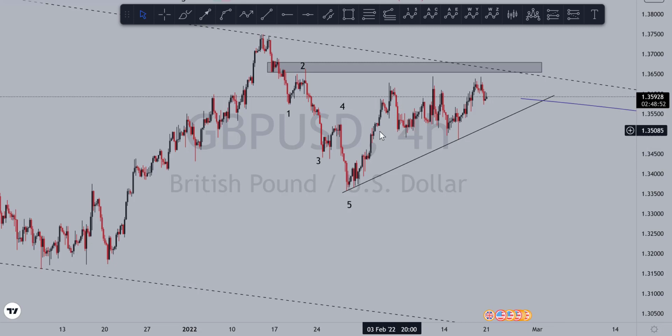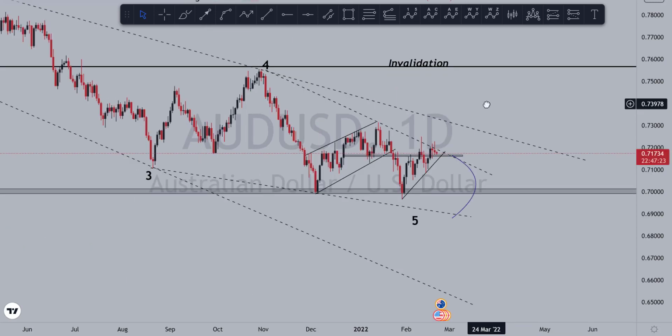Keeping in mind that this will be an area of resistance should we break down to below this point there. So let's go on and look at USD. Okay, now we're looking at USD.